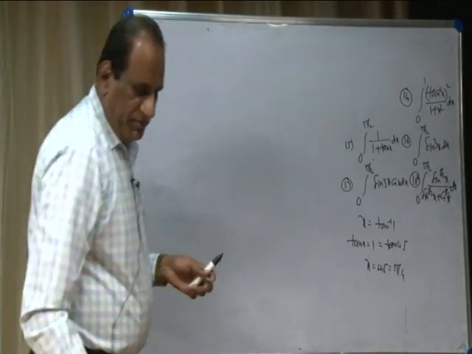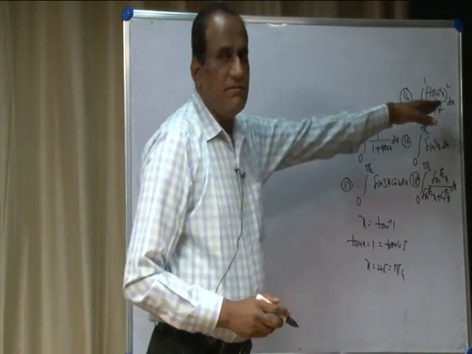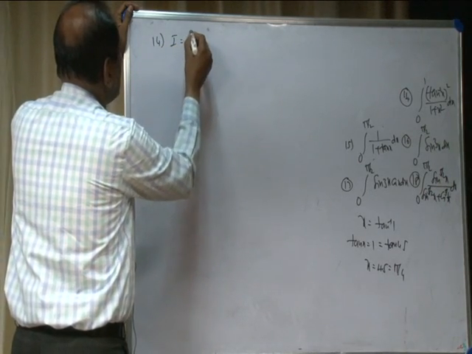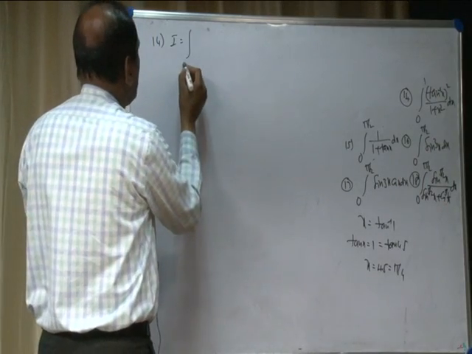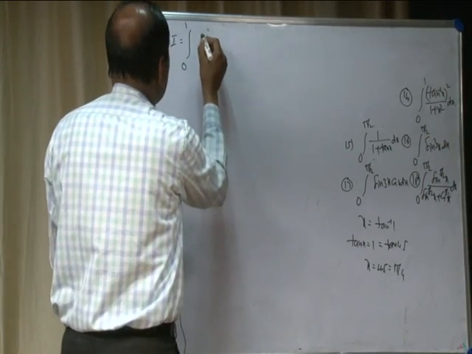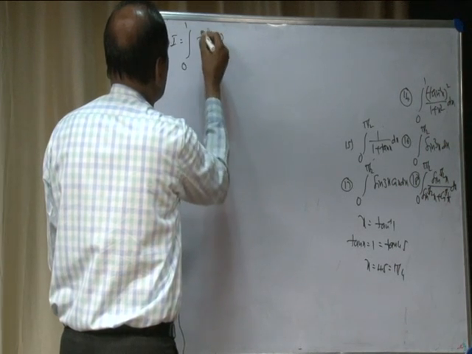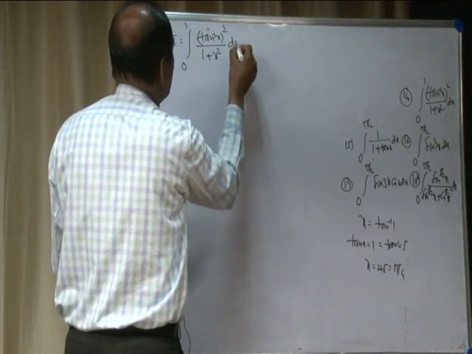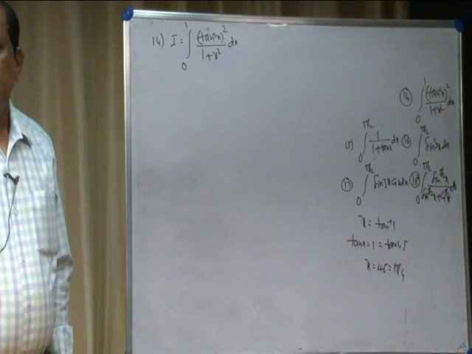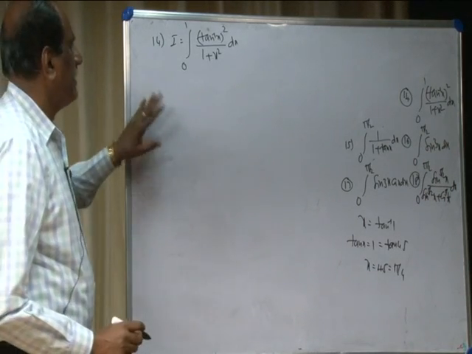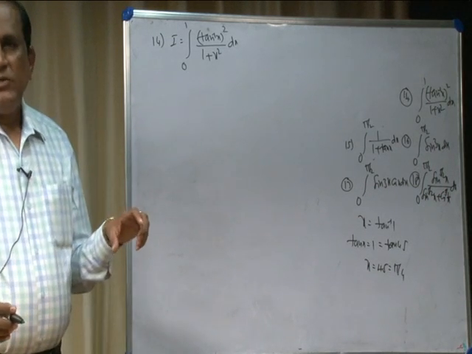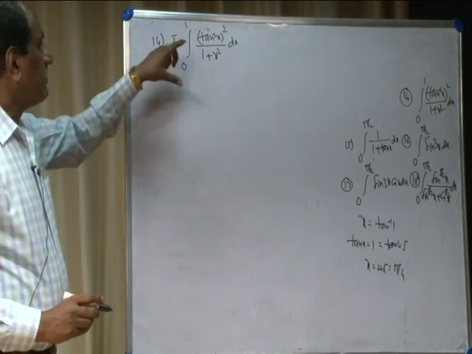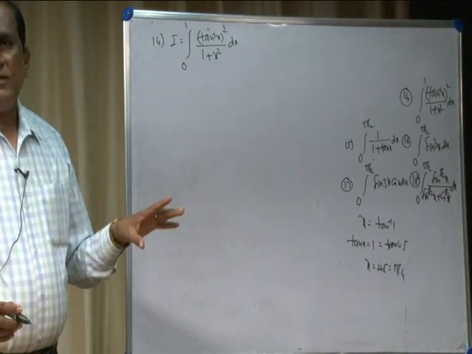The 14th problem, where inverse trigonometric functions are there. I is equal to the integral from 0 to 1 of tan inverse x whole square divided by 1 plus x square dx. This problem can be integrated by the substitution method. In the substitution method, you must remember 4 forms, so check whether this problem comes under the first, second, third or fourth form.